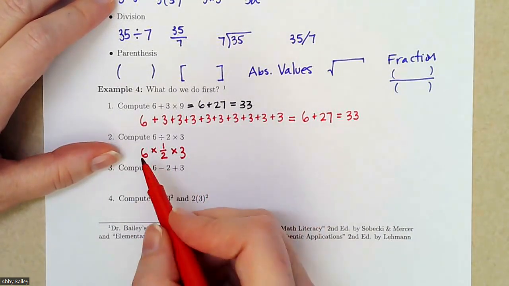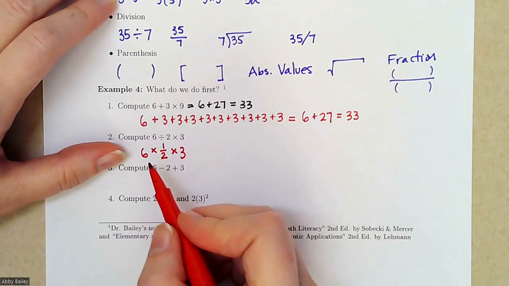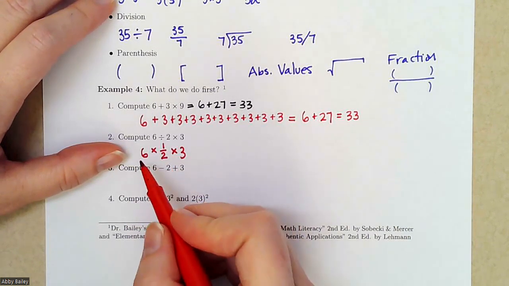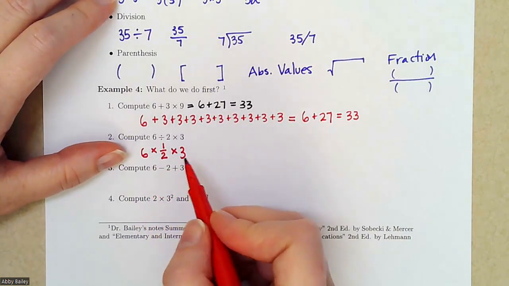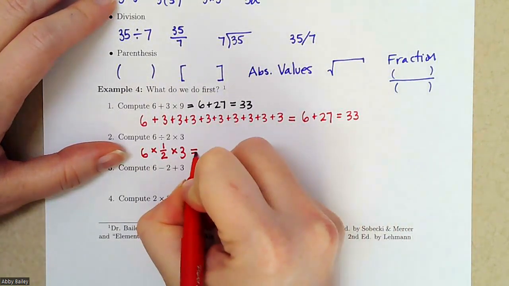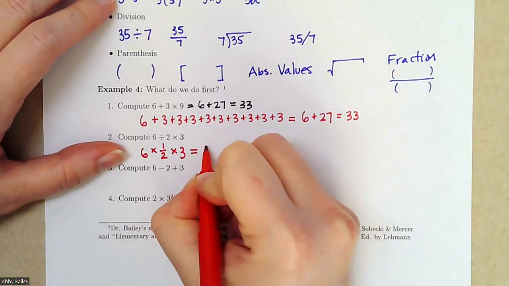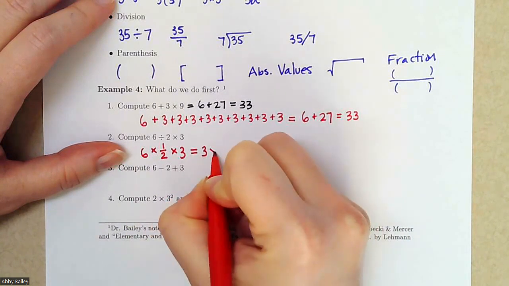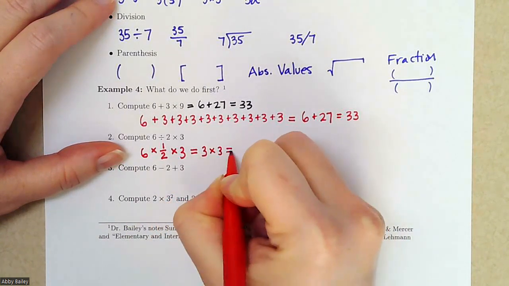Not really, because if we do this first, we have, okay, half of 6 is 3. 3 times 3 would make 9. So if we do half of 6, we have 3, and 3 times 3 makes 9.